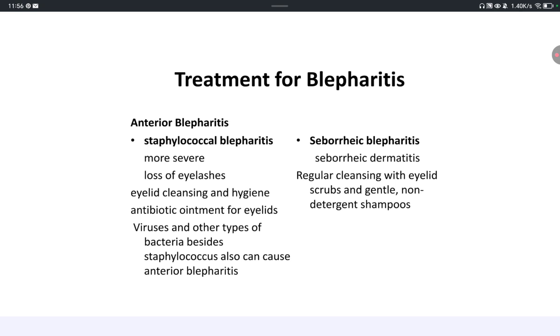Treatment of blepharitis: anterior blepharitis, staphylococcal blepharitis, more severe loss of eyelashes, eyelid cleaning and hygiene, antibiotic ointment for the eyelids. Viruses and other types of bacteria, besides staphylococcus, can also cause anterior blepharitis. Next is seborrheic blepharitis, seborrheic dermatitis: regular cleaning of the eyelid, scrub, and gentle non-detergent shampoos.